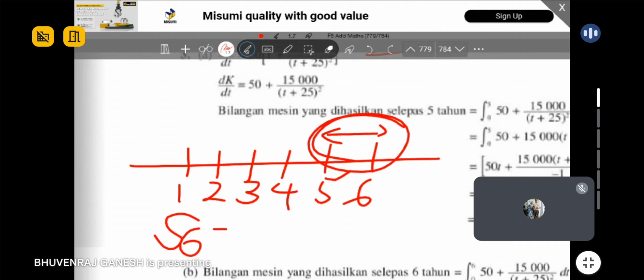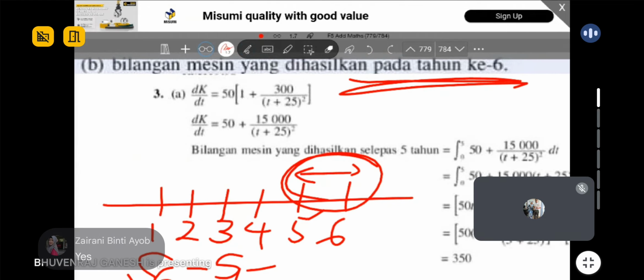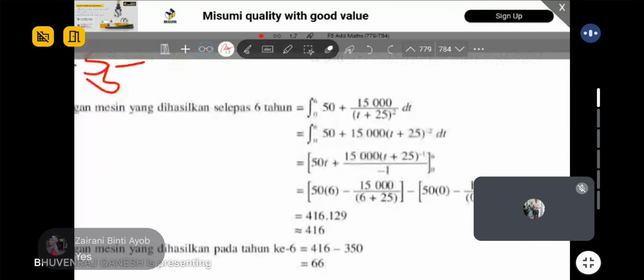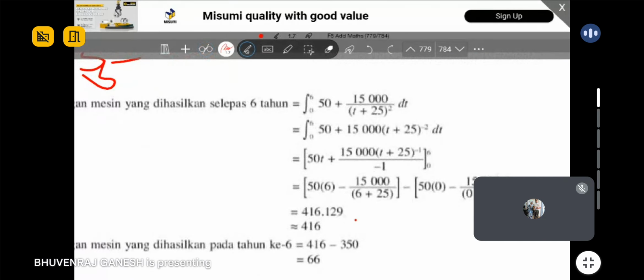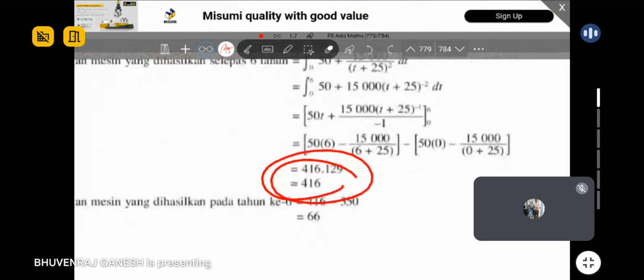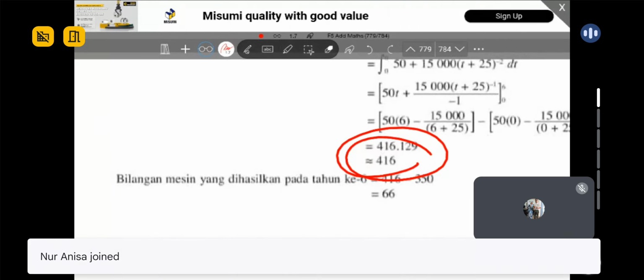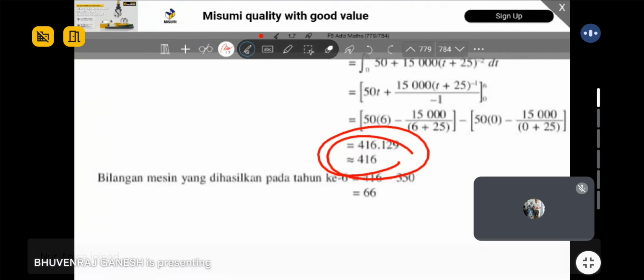So how to get this one? You will take S6 minus S5. Am I right, guys? Kamu ambil hasil tambah 6 tahun pertama, tolak hasil tambah 5 tahun pertama. Then kamu akan dapat jumlah untuk tahun ke-6 sahaja. So this is the concept. So you're going to take this answer minus part A answer. Then you will get your final answer for only the 6th year, tahun ke-6 sahaja.